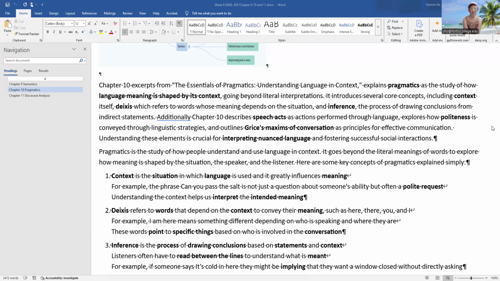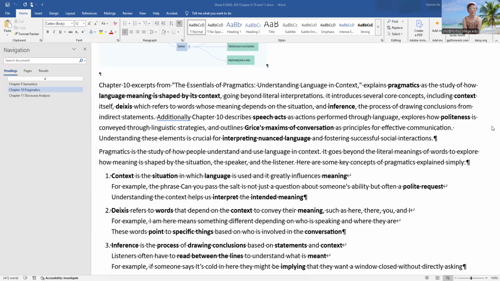So chapter 10 describes speech acts as actions performed through language, explores how politeness is conveyed through linguistic strategies, and outlines Grice's maxims of conversation as principles for effective communication. Understanding these elements is crucial for interpreting nuanced language and fostering successful social interactions.